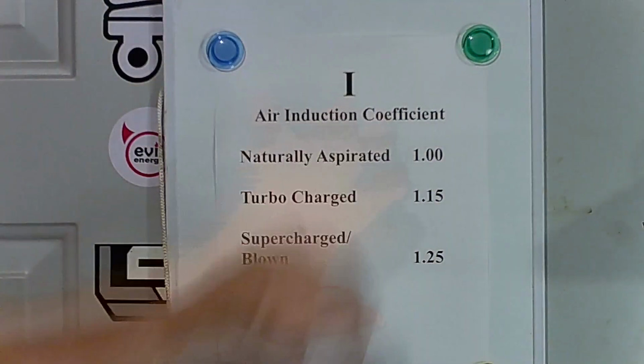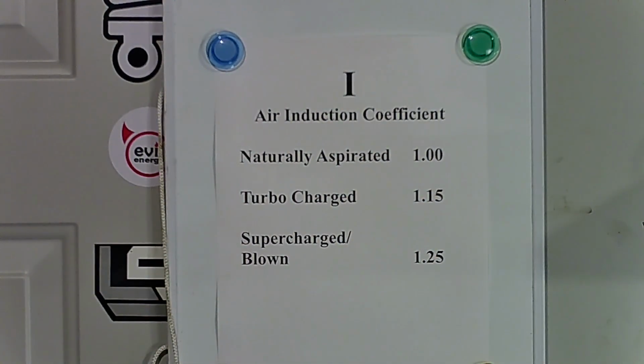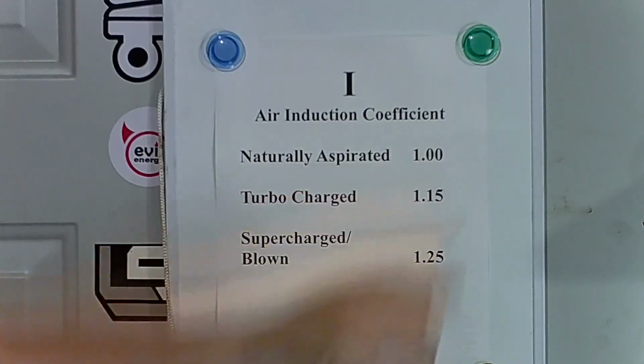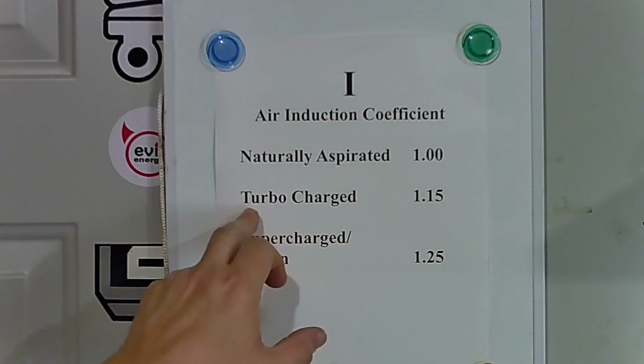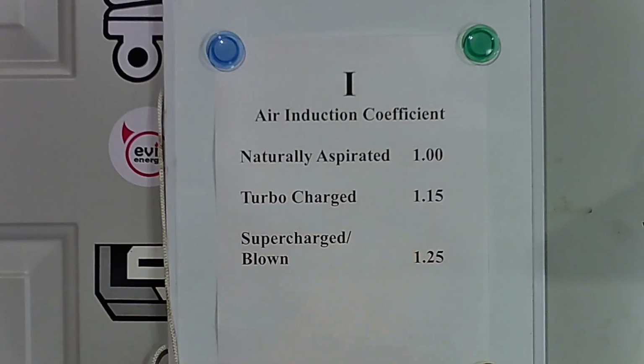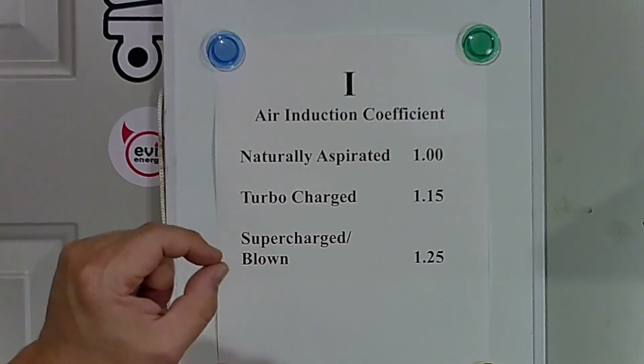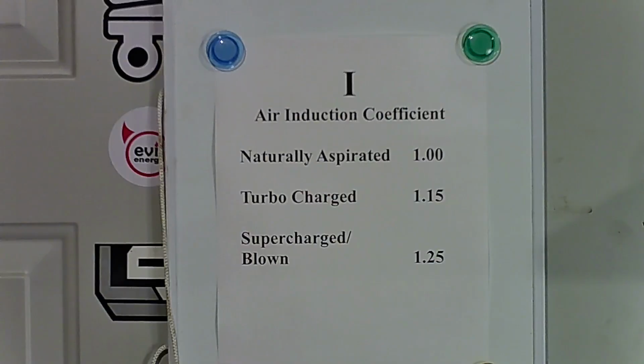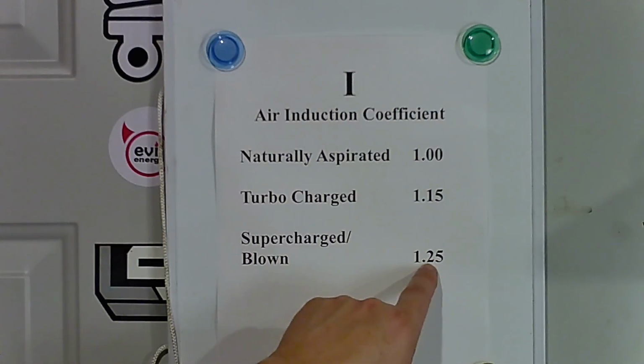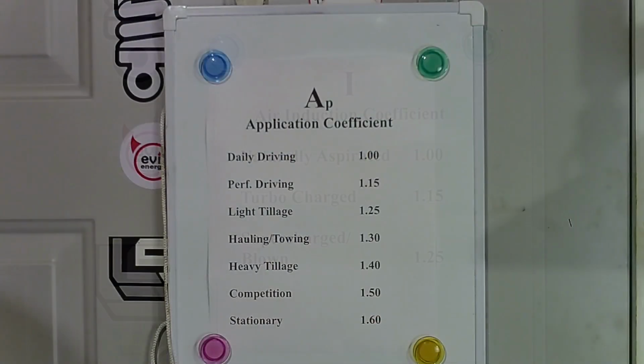Next up is our air induction coefficient. So if you're naturally aspirated, the engine is pulling its own air in, your coefficient is 1.00. If you're turbocharged, your coefficient is 1.15. And if you are supercharged or blown, this is where you guys running those two strokes really start taking a beating in this equation. Not only do you have a higher fuel type coefficient, but you also have a 1.25 air induction coefficient that you're having to deal with. Next up is our application coefficient.